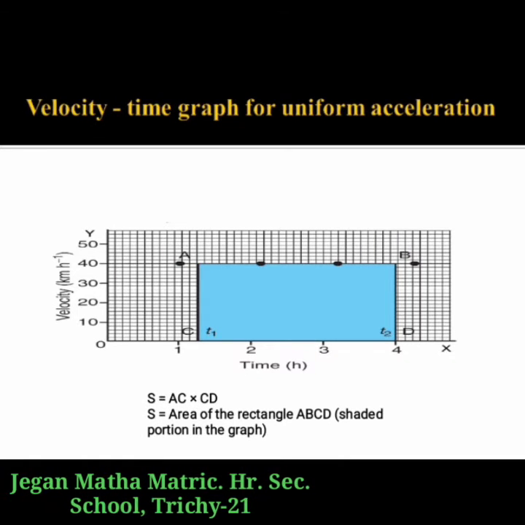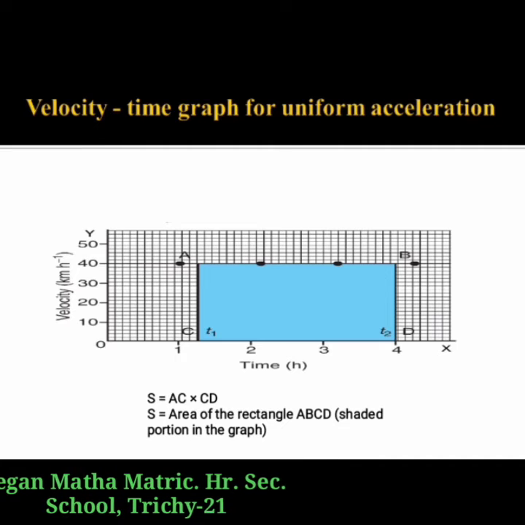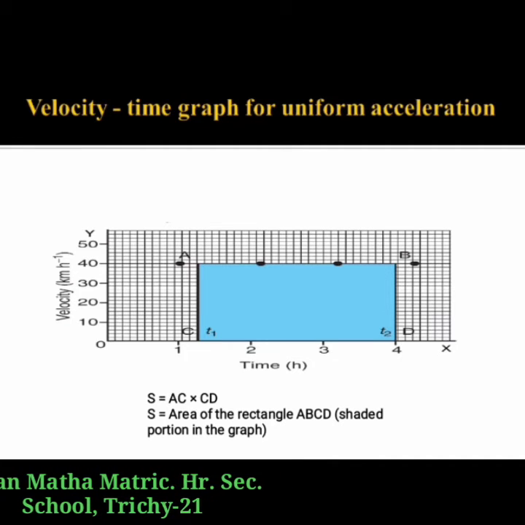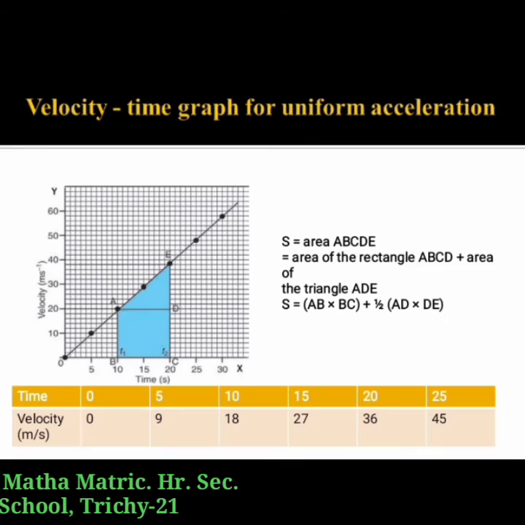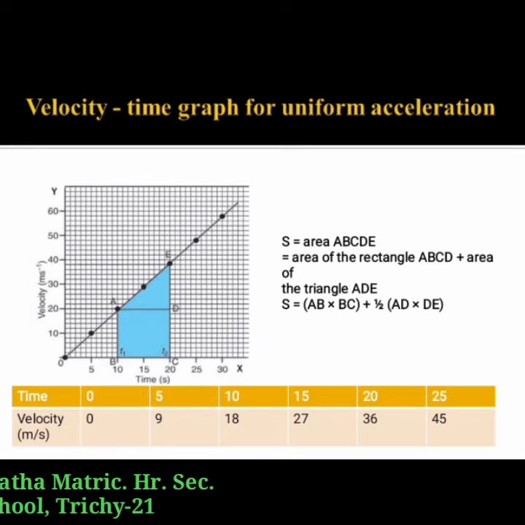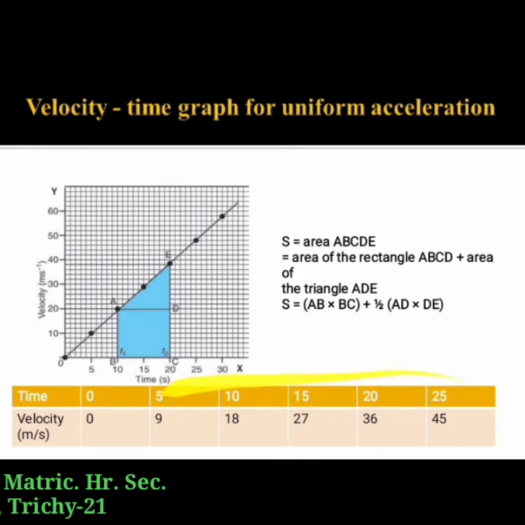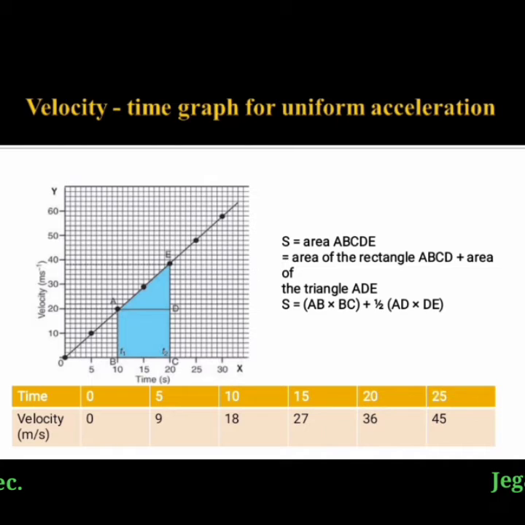We can also study uniformly accelerated motion by plotting its velocity time graph. Consider a car being driven along a straight road. Its velocity for every 5 seconds is noted from the speedometer of the car. The velocity of the car in meters per second at different instants of time is shown in the table.